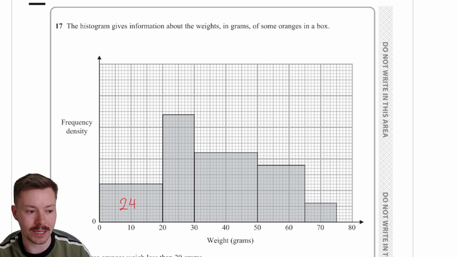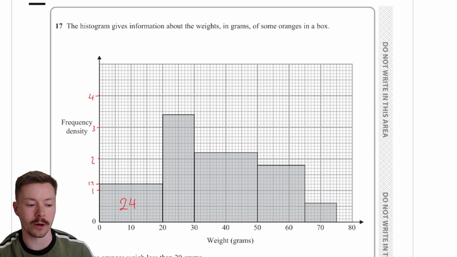And that is the frequency density for that bar. So this is 1.2, which means, therefore, that we've got 12 little squares that make 1.2. So 10 squares, which is a nice scale, is 1. So this would be 2, 3, etc. 4, and we don't need to go up to 5 because none of the bars go up to 5.